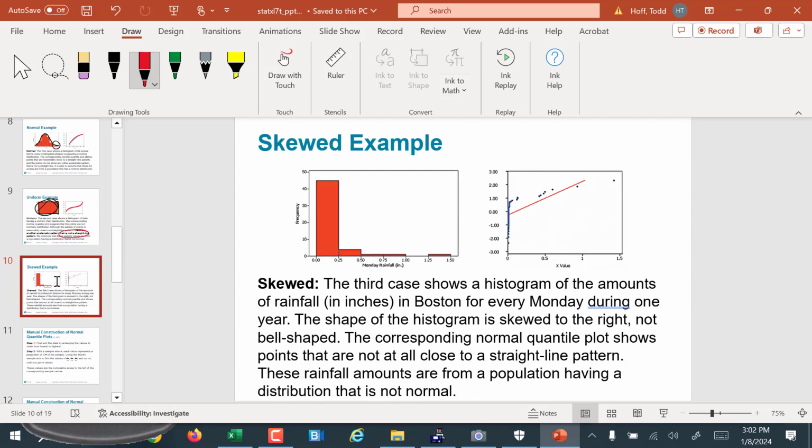Here we have a skewed set. Now this is extremely skewed, extremely stretched out in that right direction. I wouldn't even bother with the normal quantile plot. You can see here we don't even come close to being on the line, much less worrying about forming a pattern around the line.